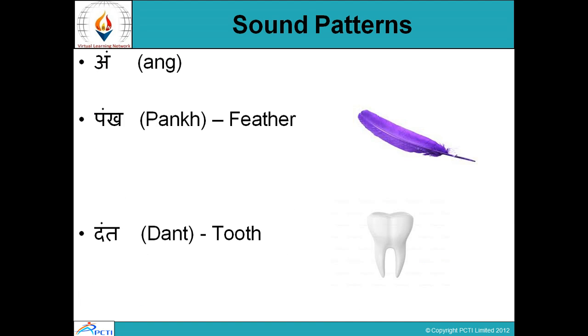So we have studied various sound patterns in this session about the vowels. In vowels, how do we use symbols to represent that vowel? For ang we use a dot. For u we have a different symbol. For e we have a different symbol. We'll study more sound patterns in the next session.